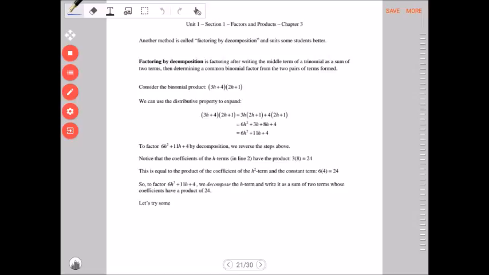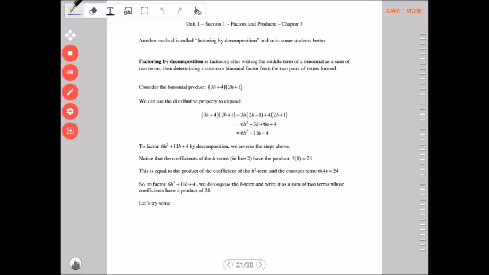Some kids really like that. Some kids really don't. So another method is called factoring by decomposition, and it does suit some students better. Factoring by decomposition is factoring after writing the middle term of a trinomial as a sum of two terms, then determining a common binomial factor from the two pairs of terms formed.